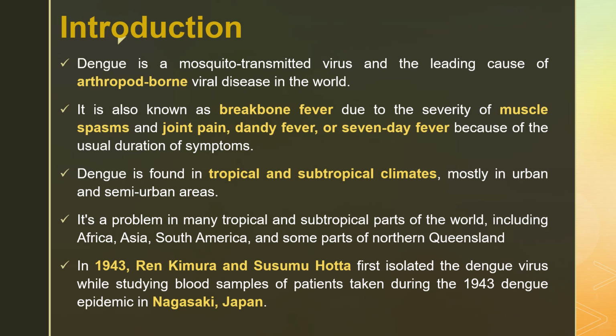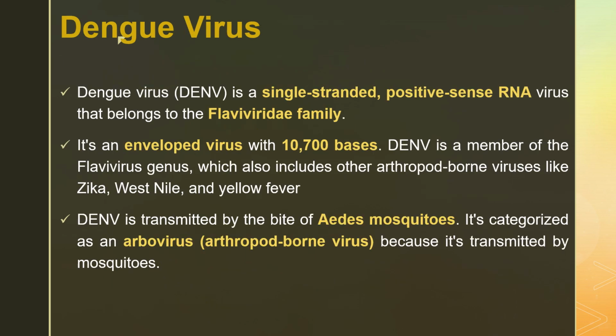It is a problem in many tropical and subtropical parts of the world, including America, Africa, Asia, South America, and some parts of northern islands. In 1943, Ren Kimura and Susumu Hotta first isolated the dengue virus while studying the blood samples of patients taken during the 1943 dengue epidemic in Nagasaki, Japan.